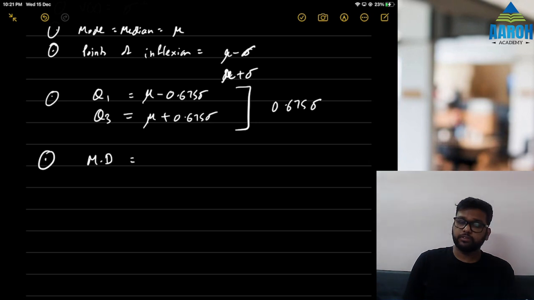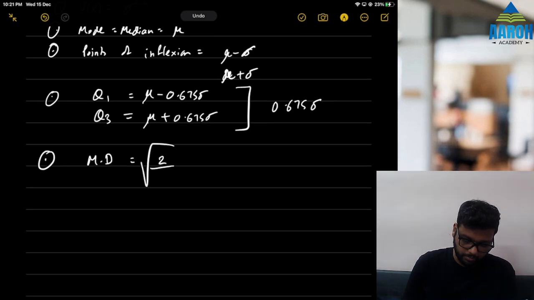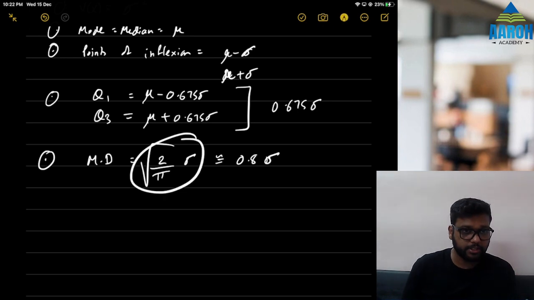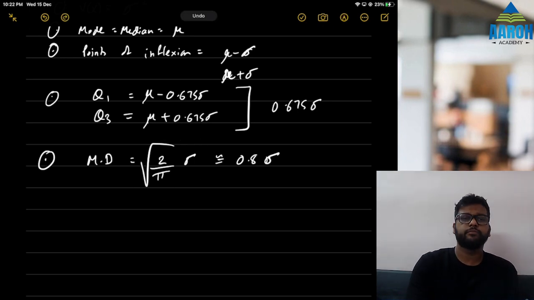Mean deviation about the mean, median or mode is what? 0.8 sigma. Actually it is the square root of 2 by pi into sigma. But from the exam point of view, we take it as 0.8 sigma. So just take 0.8 sigma. That is it. But if it comes in an MCQ, remember that this is the mean deviation.